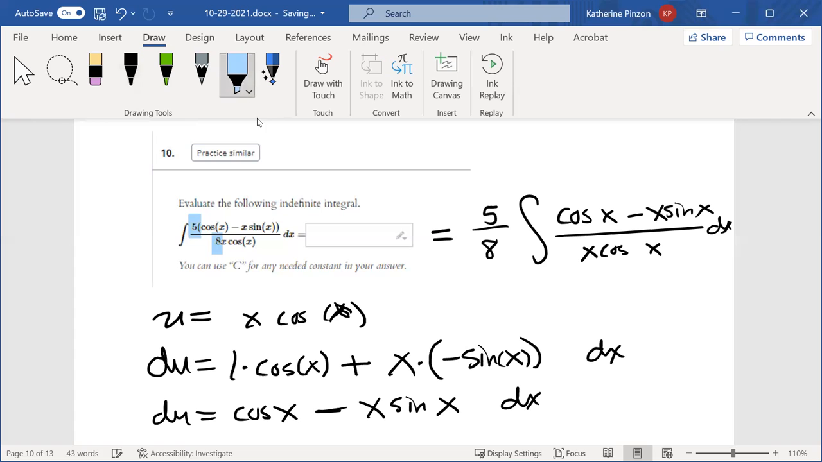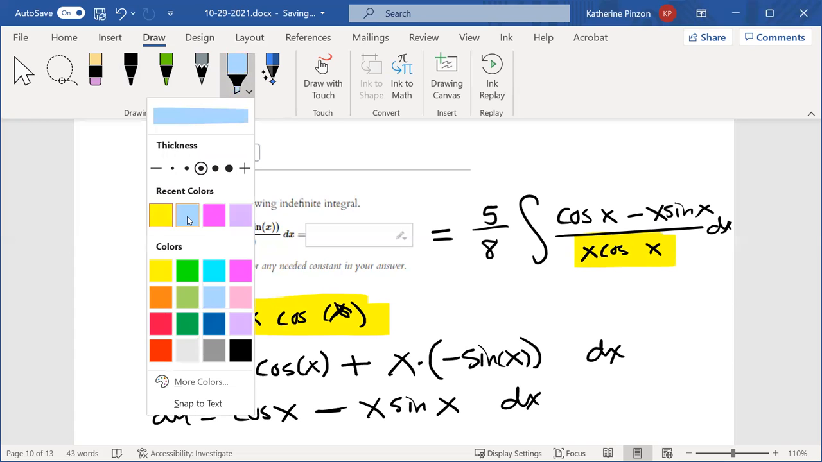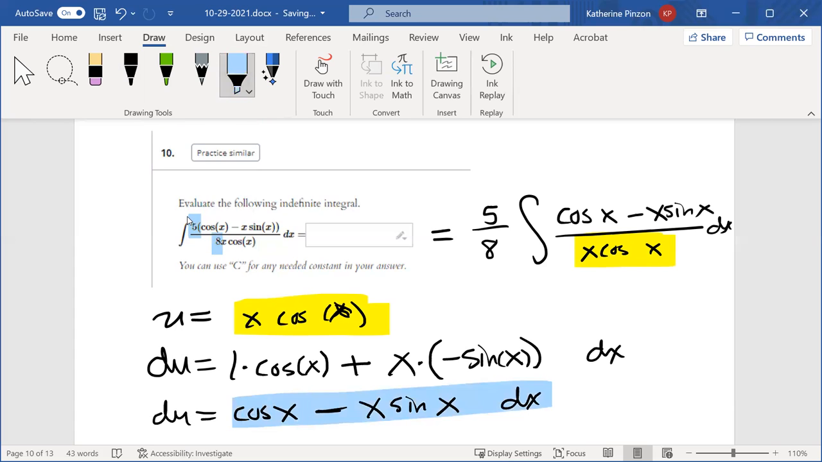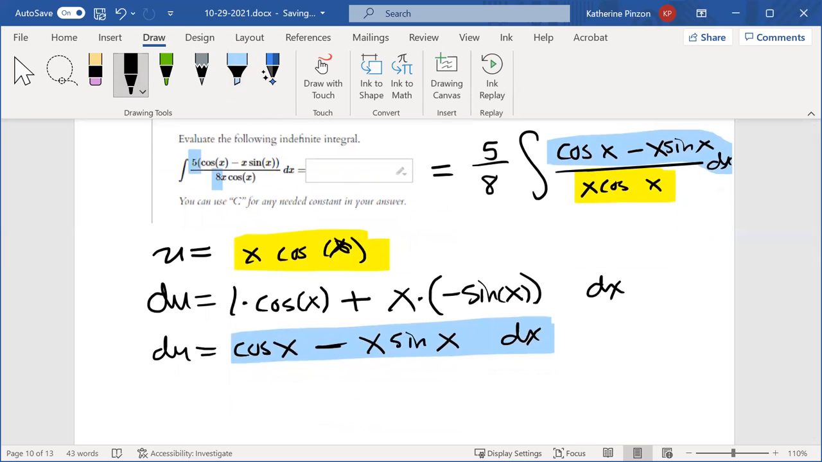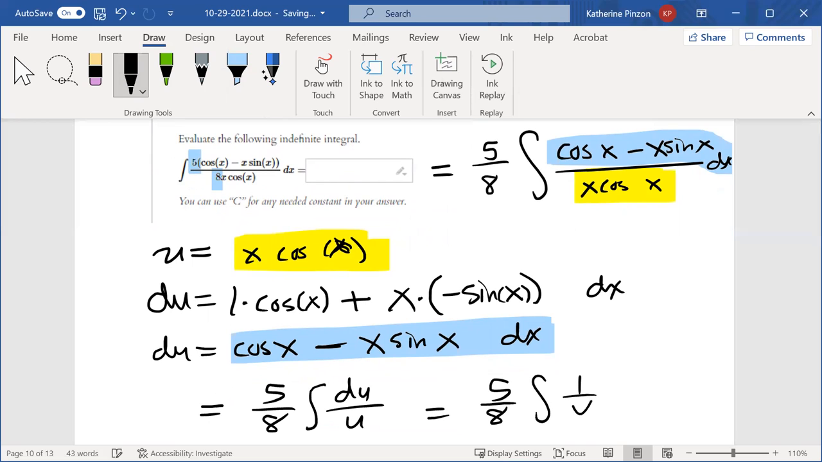All right, look at this. Let me get my markers out. Yellow. This guy is yellow. He's my u. There he is right down there. What happened with that numerator? That's all du, right? So what does this integral look like when I substitute back in? 5/8 du over u, or 5/8 times 1 over u du.